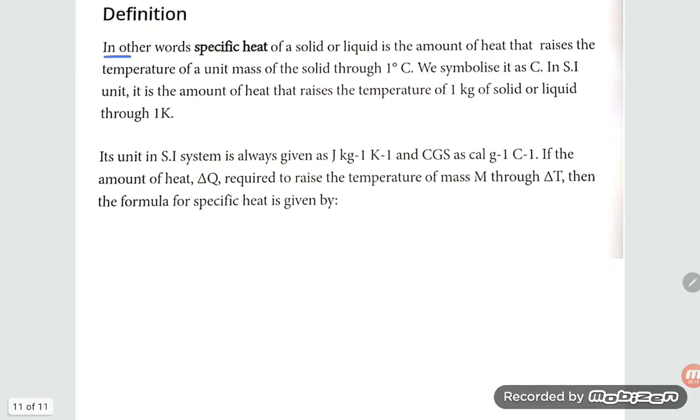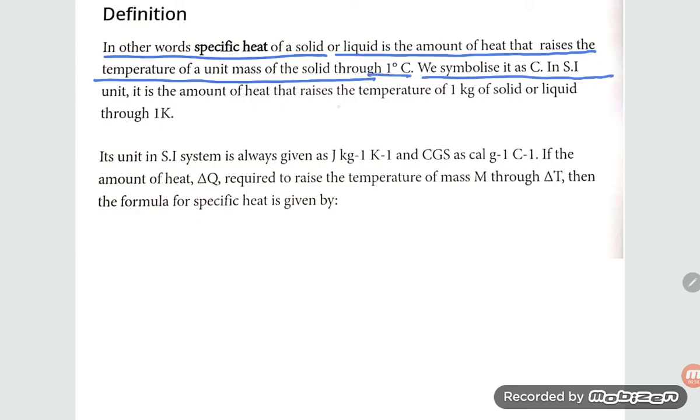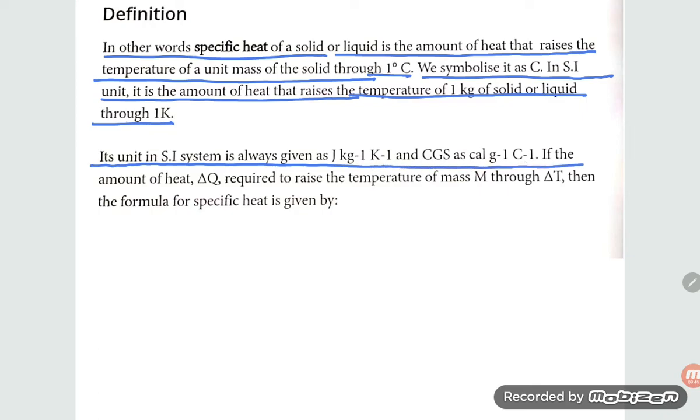In other words, the specific heat of a solid or liquid is the amount of heat required to raise the temperature of unit mass of the solid by 1 degree Celsius. We symbolize it as C. In SI units, it is the amount of heat that raises the temperature of 1 kg of a solid or liquid by 1 K. Its unit in the SI system is joule per kg per Kelvin, and in CGS it is calorie per gram per Kelvin or Celsius.